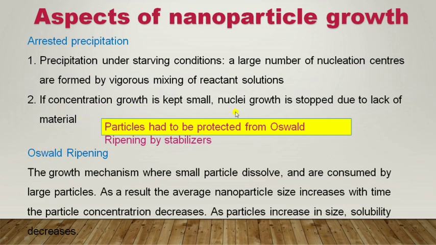Now the particles have to be protected from Ostwald ripening by using stabilizers. What is Ostwald ripening? It is a growth mechanism where small particles dissolve and are consumed by the large particles. As a result, the average nanoparticle size increases with time and the particle concentration decreases. As particles increase in size, solubility decreases.